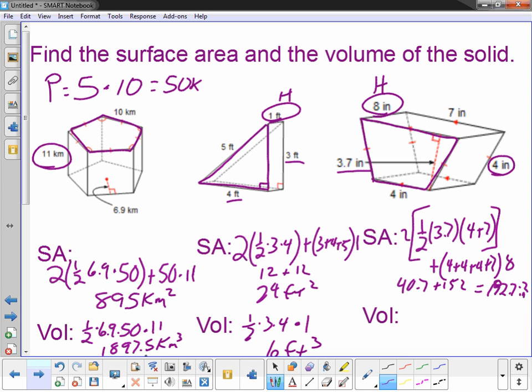For the surface area. Now the volume is the area of the base. So 1/2 times the 3.7 times the 4 plus 7. That's the area of the base, times the height of the prism, the distance between. So if I take that 40, sorry, it's not 40.7. The 20.35 times 8, I get 162.8 cubic inches. So there's my surface area and volume of prisms.